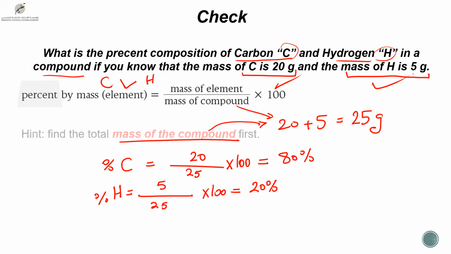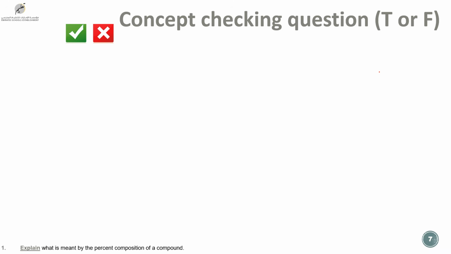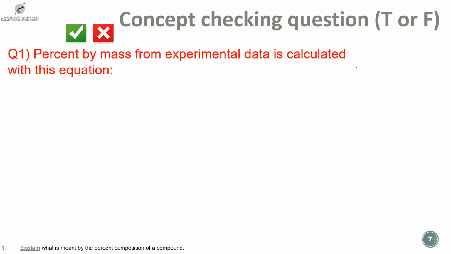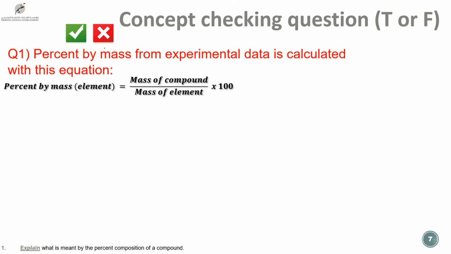Now check your understanding. Is this equation correct or wrong? The percent by mass equals mass of compound over mass of element times 100. So the answer here is wrong. We should switch this one with this one, right? It's mass of element over mass of compound times 100.